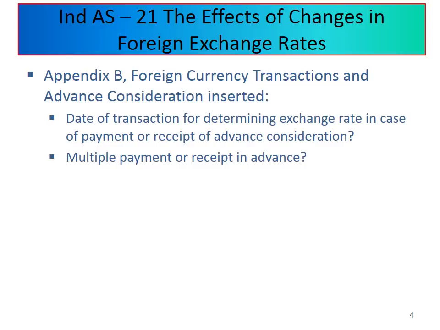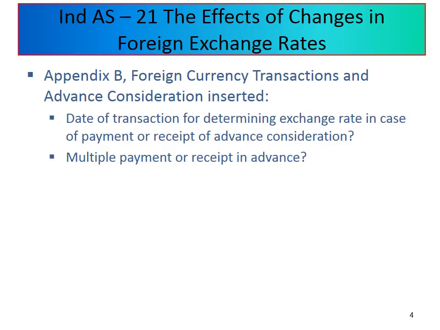Second question was that in case of multiple payments or receipts in advance, then for every payment or every receipt, the transaction date exchange rate on that payment or receipt has to be considered. For example, in the earlier case, on 15th March, 50 rupees was the exchange rate. On 18th March, again I received $200, exchange rate was 51 rupees. And on 15th April, when I dispatched the goods, exchange rate was 52 rupees.